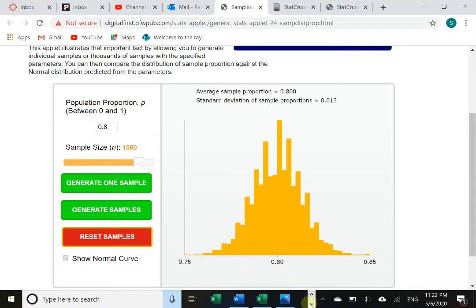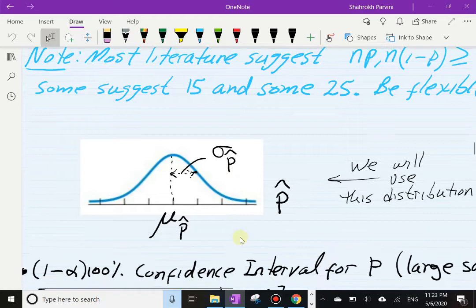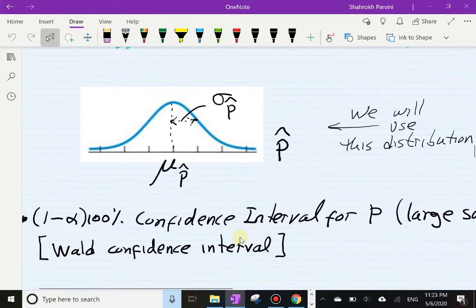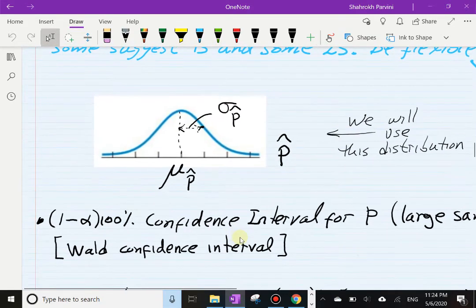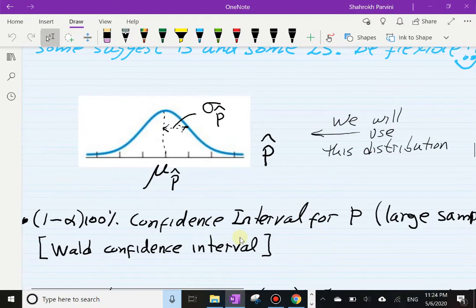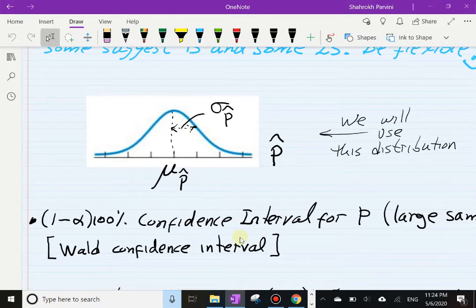Anyhow, okay, so let's go back to my notebook now, and now we are in a position to do our confidence interval. And that's all we're doing in this section, so it's going to go pretty quickly. This is going to be a brief lecture. Now, we want to do what we call a 1 minus alpha 100% confidence interval. This is a large sample confidence interval, Wald's confidence interval. Okay, that's what we're doing.